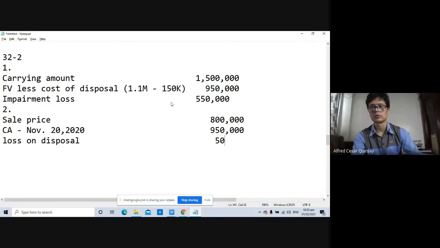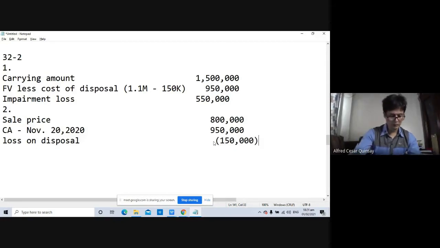Okay, so ano yung letter dito? 800,000, 150 pala. Okay, 150. Yeah, 150. So 150 loss on disposal. Okay. Now, ano yung sagot dyan? This is letter C. Dito naman sa taas, it's letter A. So this one is letter A, and this one is letter C. Yan.